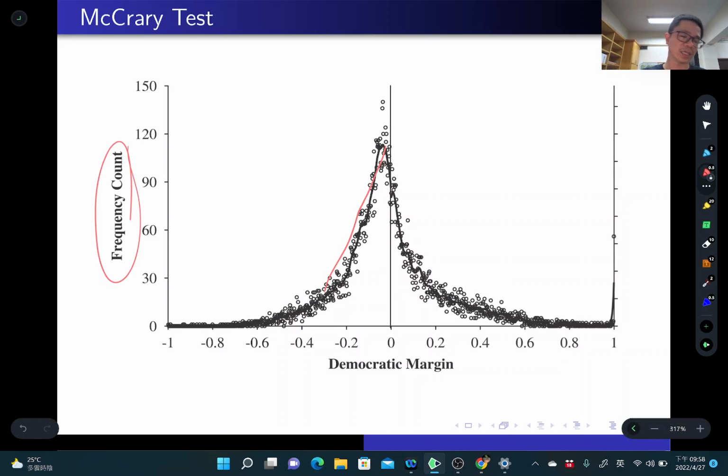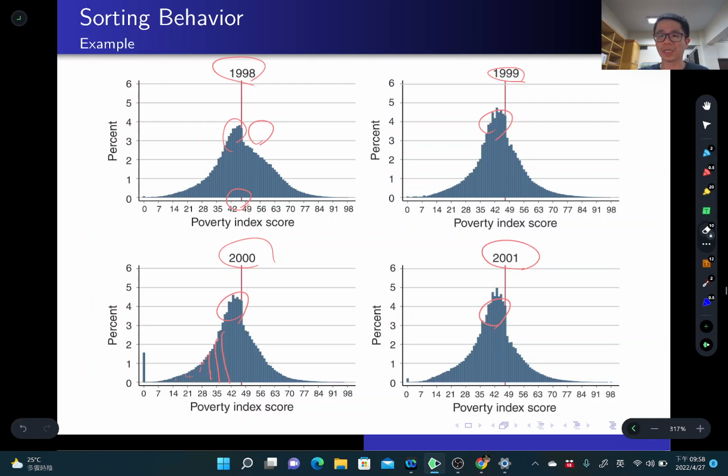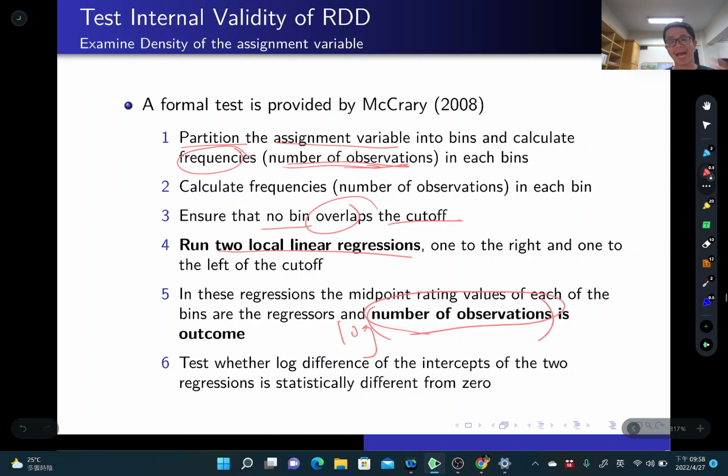So you can generate this graph and test whether there's any discontinuity in the frequency, the number of observations in each interval. For this example, there's no obvious discontinuity in the graph. But sometimes there is. For example, in the case we just mentioned, if you use the test, you will find a very big discontinuity, because the number of observations right below the cutoff is this, and right above is this. So there's a discontinuity, and it's very significant. So you can formally test it.